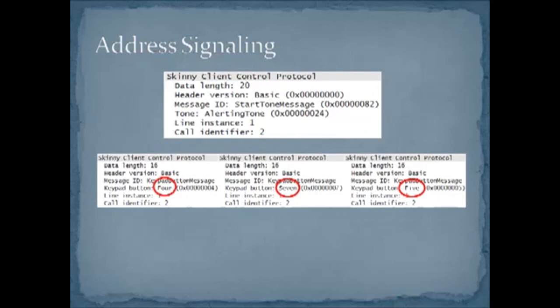On the bottom part of the screen here, we see our address signaling. Again, it's very clear what's going on here. We've got a keypad button message, and then the number that was dialed when you hit that particular key. So very straightforward, very easy to troubleshoot if you can see inside the packet.